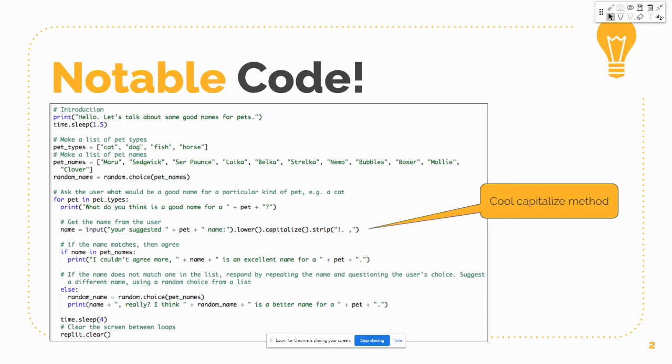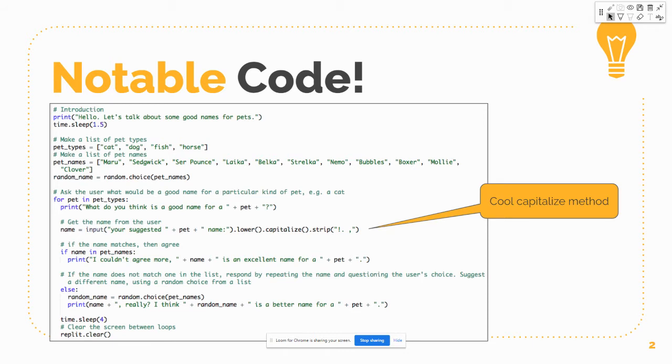So this line is really complicated. We're going to think about it, but there's probably some simpler ways we can look at later to make it a little bit easier to read. So we're asking name equals input. And then we put this line, and we're going to see what that looks like after. It's saying your suggested pet, and pet, in this case in the first loop, would be cat. Your suggested cat name, and then it waits for the user to enter it.